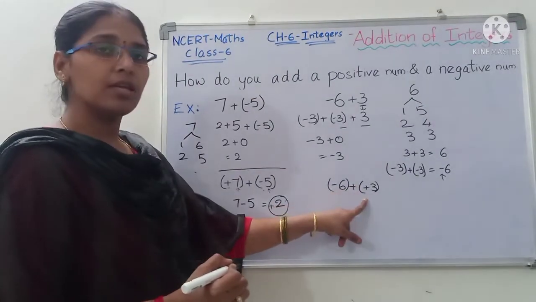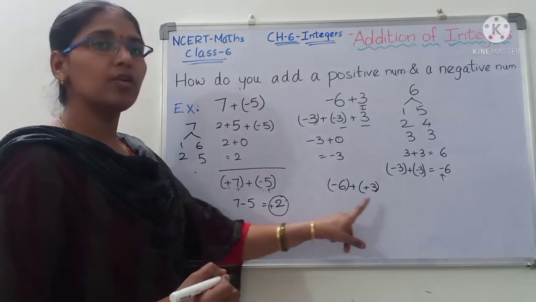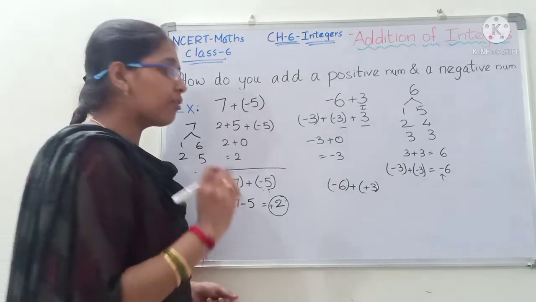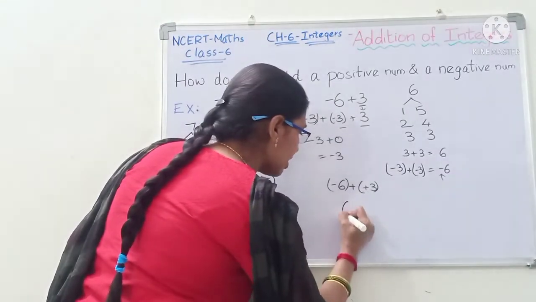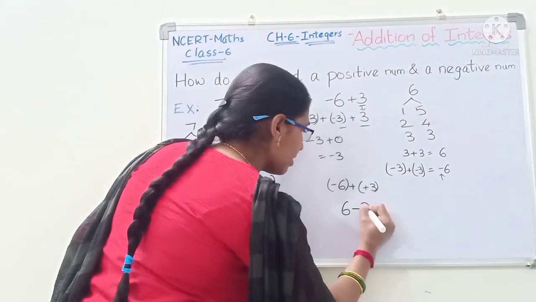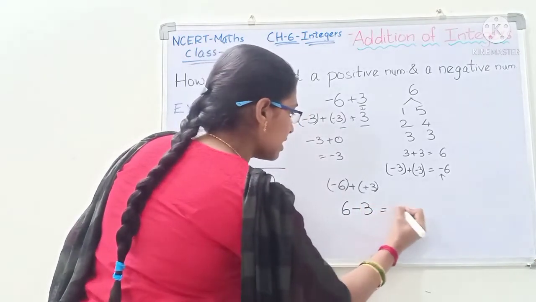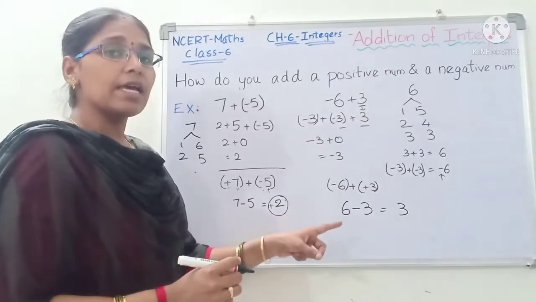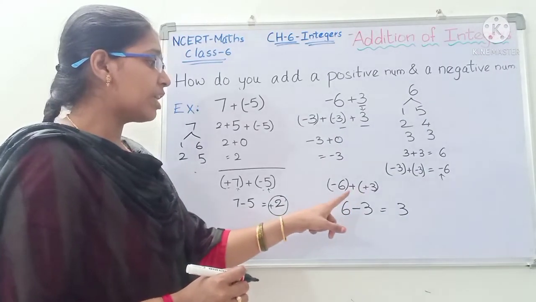The two signs are opposite. One is negative, one is positive. So, you should subtract the smaller number from the larger number. The larger number is 6, the smaller number is 3. 6 minus 3 is 3.